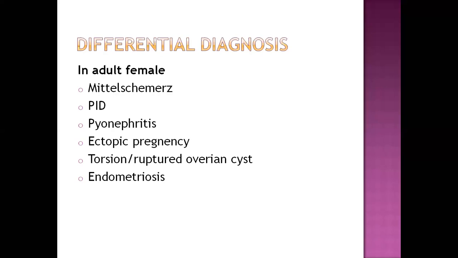Another differentiating point, differential diagnosis is ectopic pregnancy. This patient will have clinical features similar to appendicitis, but the history and a pregnancy test may be given to this patient. Torsion or ruptured ovarian cyst may also be confused with appendicitis, but these are diagnosed on clinical examination and other radiological investigations. Endometriosis will have the same sort of pain, but there is a relation with the menstrual cycle.